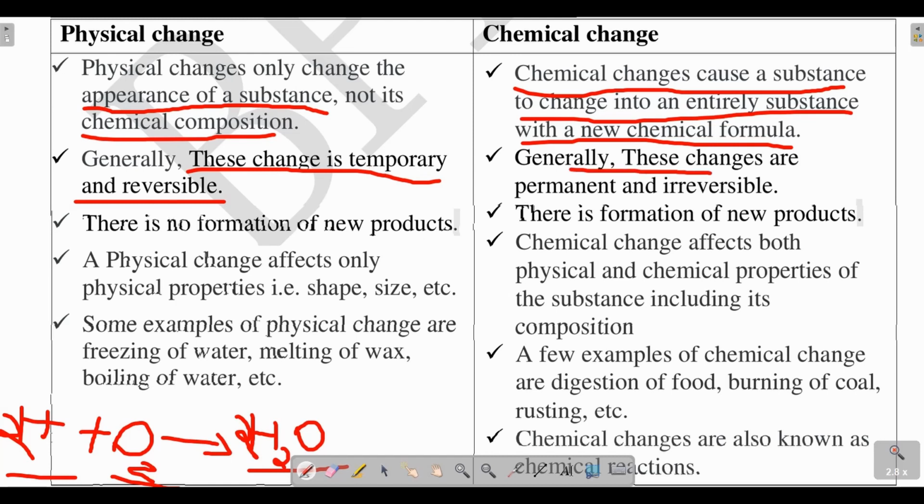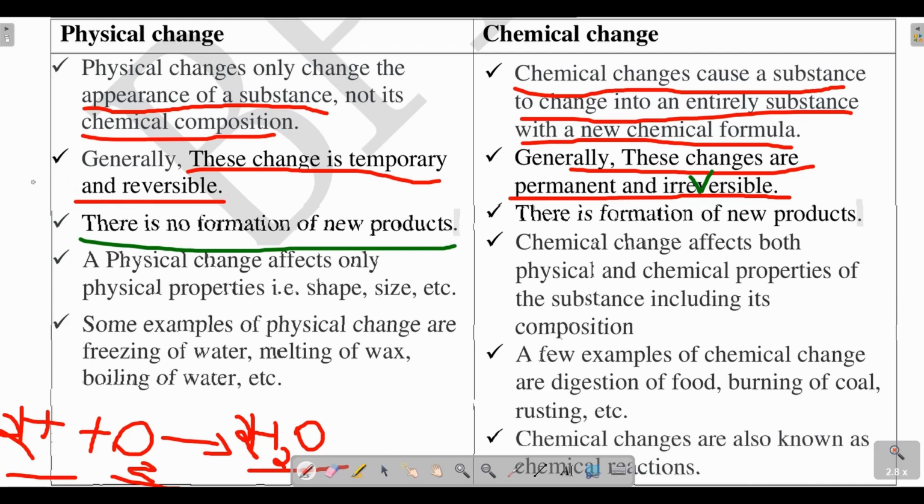But in case of chemical changes, these changes are permanent and irreversible. For example, suppose once you burn a paper, what will happen? Will you be able to make the paper from the ash? It's not possible because it is a permanent change and it is irreversible. That is the very important thing you have to remember. It is irreversible, and there is no formation of new product.